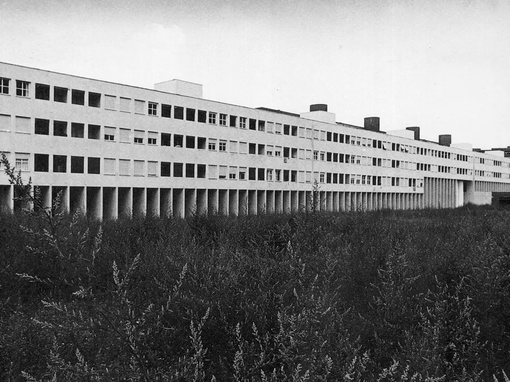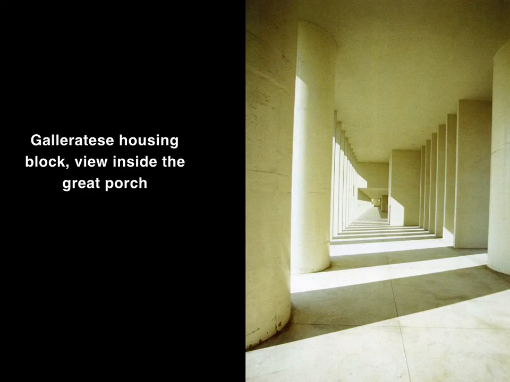Notice the way the Gallaratese seems to tiptoe across the ground on short, spindly piers with a more solid volume punctuated by windows resting on top. The dwelling units are in the volume on top, and the space circumscribed by the piers is an enormous porch. The porch provides a common entrance to the dwelling units, which can be accessed via 5 stair towers distributed along its length.